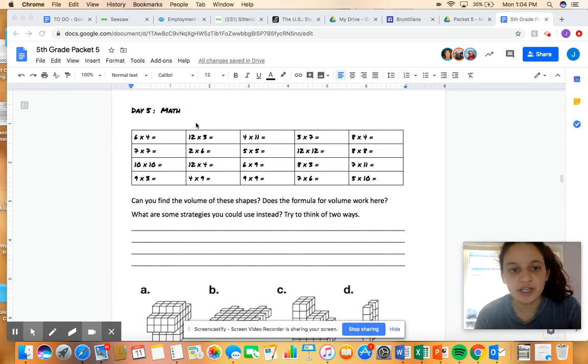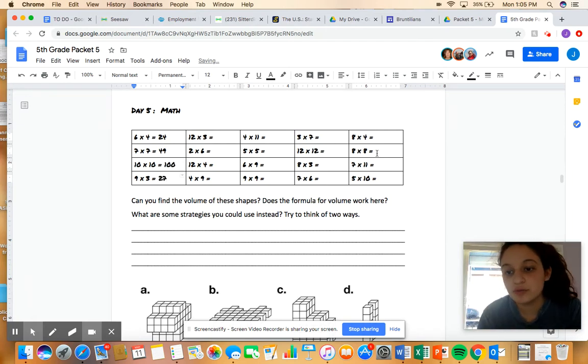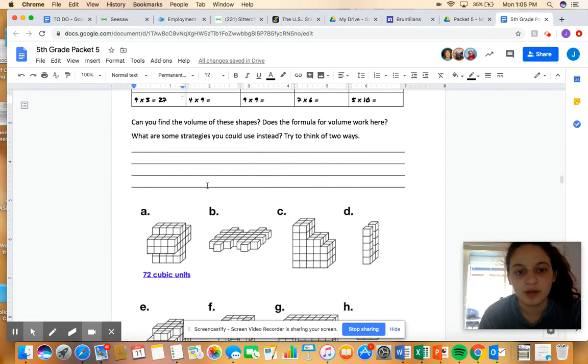All right, so I'm going to help you with day 5 math. So we're going to start off with some fact practice. So 6 times 4, 24, 7 times 7, 49, 10 times 10, 100, 9 times 3, 27. All right, so I want you to do the rest of those. But really what I want to help you with is these tricky problems down here.